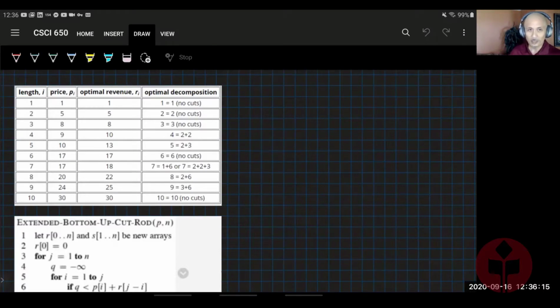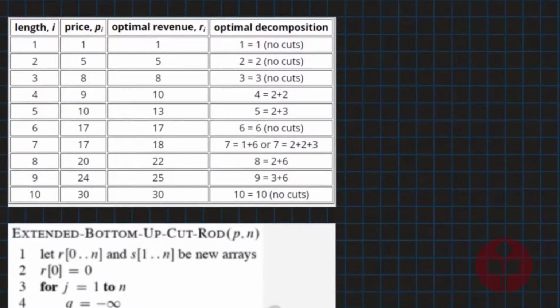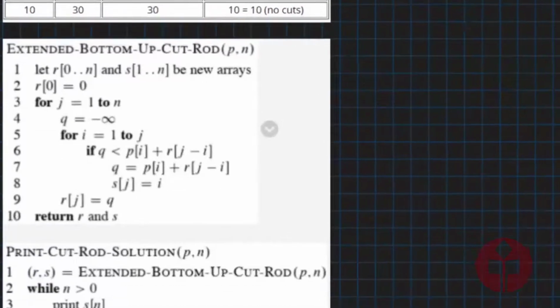So remember the way that the specifications for a rod cutting problem are given to us. We are given the n lengths. So those are the values, the first two columns here. We need to know what is the length and what is the price or the profit for each length. The next two columns are the values we're going to try to derive or figure out. So that's what the algorithm will do. And then we're going to be using this extended bottom-up cut rod example.